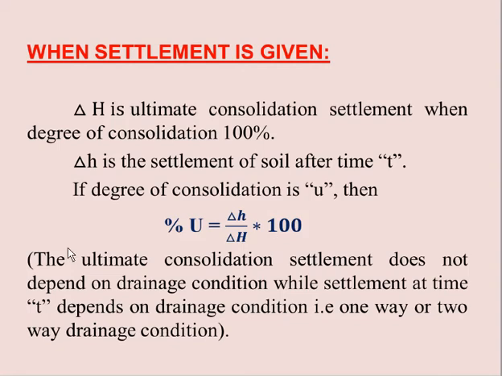The ultimate consolidation settlement does not depend on drainage condition. The settlement at time t actually depends upon the drainage condition, whether it is one way or two way drainage, that is, whether the water can flow in two directions or one direction. But the ultimate consolidation settlement does not depend upon drainage condition. So the equation for calculating degree of consolidation is the settlement of soil at any time t divided by ultimate consolidation settlement when degree of consolidation is 100%.